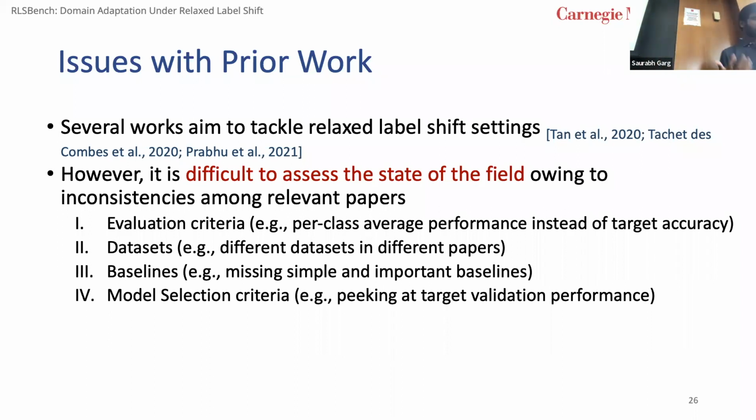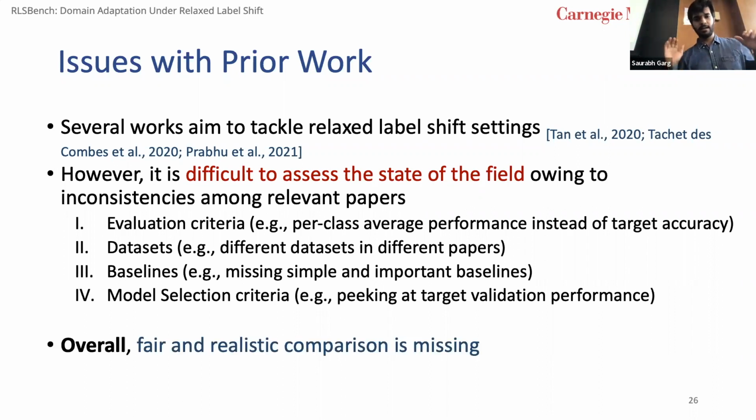And also there are some issues with model selection criteria, because fundamentally we are only looking at unlabeled target data. So in practice, we should not do any model selection by peeking at target validation performance. However, previous papers have been a bit unclear about how they actually ended up selecting their final models. So in our work, we take specific care to lay out all of these things on common ground and then make these comparisons in a fair and realistic way.